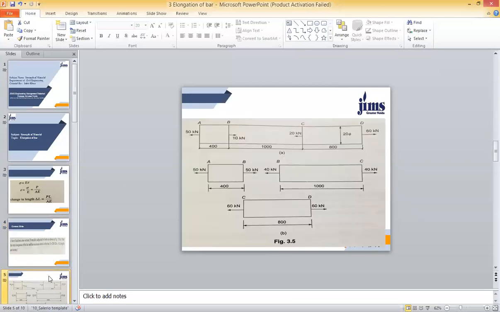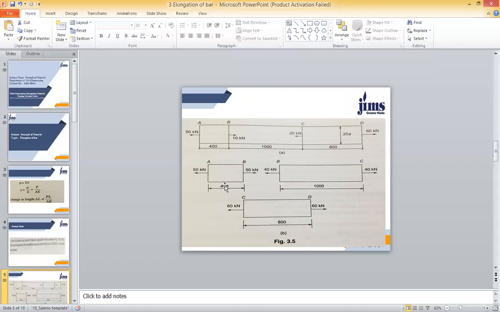So we have a bar where the loads are 50 kilonewton, 10 kilonewton, 20 kilonewton, and 60 kilonewton. The total length of the bar is 2200 mm. But I can only find out the elongation when the total load on both sides of the bar is equal.